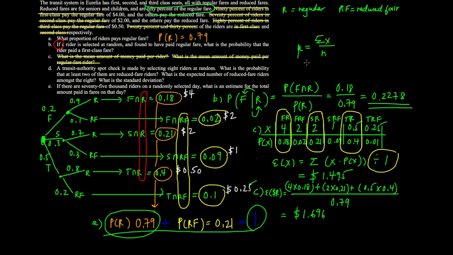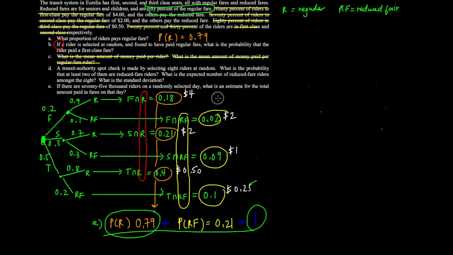So now I'm going to erase some of this just because I'm running out of room a bit, and then we're going to do D and E. Alrighty, so now let's do part D. Okay, so now in part D, they want to know, a transit authority spot check is made by selecting 8 riders at random. What is the probability that at least 2 of them are reduced fare riders?